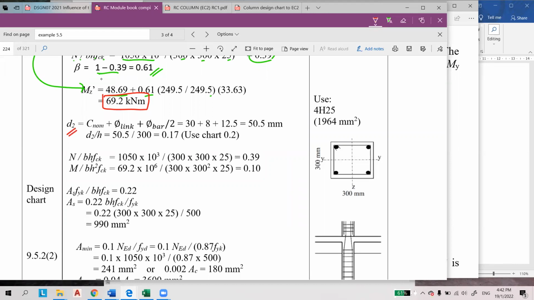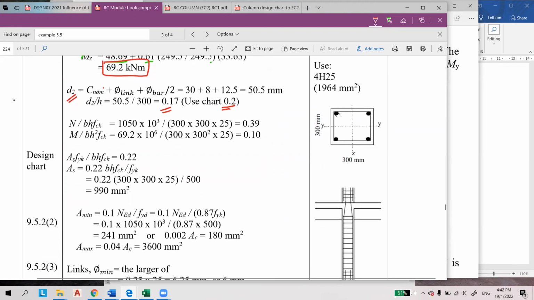As we learned in example 5.3 and 5.4, we determine the value of d2, the C nominal plus diameter of link plus diameter of bar over 2. So it's equal to 0.17. We use the chart of 0.2. From the chart, we must get these two values first. N over BH FCK, this is the value 0.39. And then M over BH square FCK, the value of 0.1. And the value of M here, we use this one, 69.2.